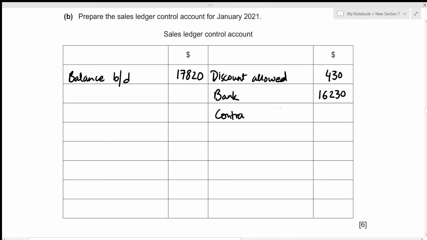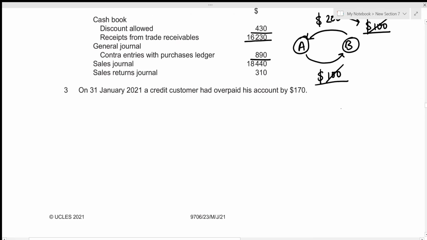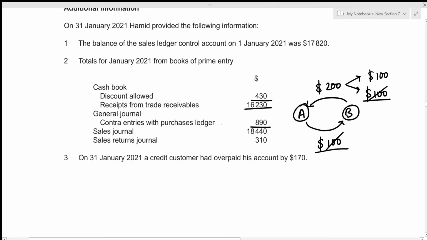So we have the balance for the contra as 890. Let's have a look at another information. We have an amount 18,440 on the sales journal. So these are the amounts that we made sales of, meaning that this will increase the balance of the trade receivable. So this amount must be recorded on the debit section.